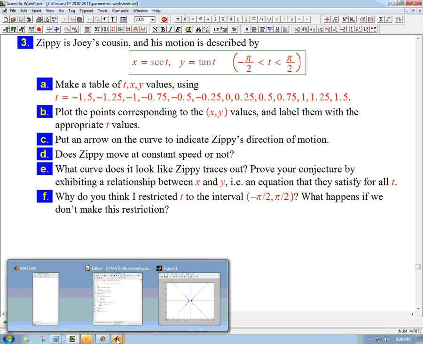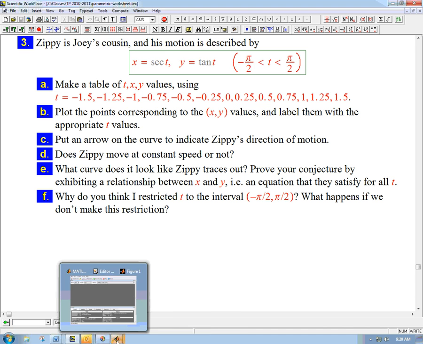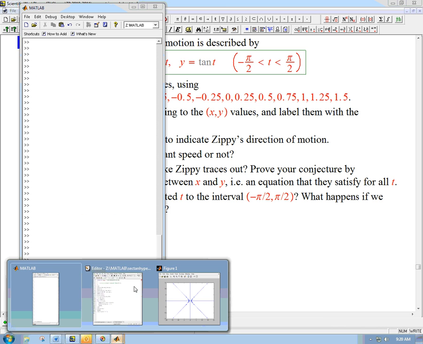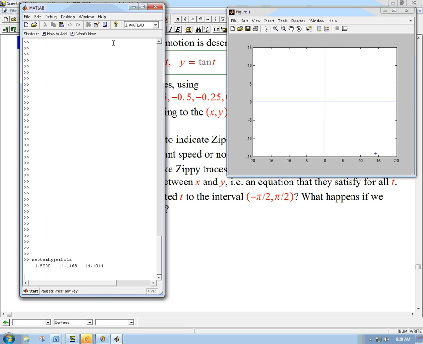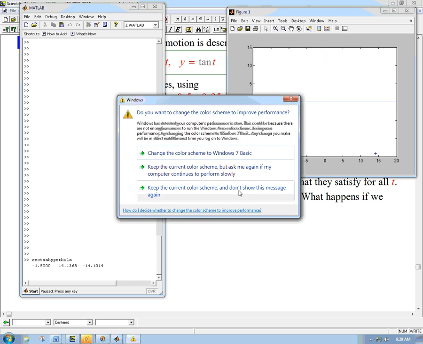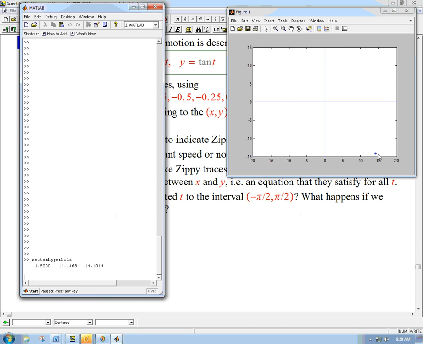So I'm going to do that in MATLAB. So let's bring up that in the figure. Let's put in t equals minus 1.5, and then secant is 14.13, and tangent is negative, but a very similar value. And so it ends up being down here. Positive x, negative y. Remember, we don't use the minus 1.5 as the plot. We would put here a label, t equals minus 1.5, which I didn't do because it's kind of a pain to do that in MATLAB. It's not impossible, but it's a pain.